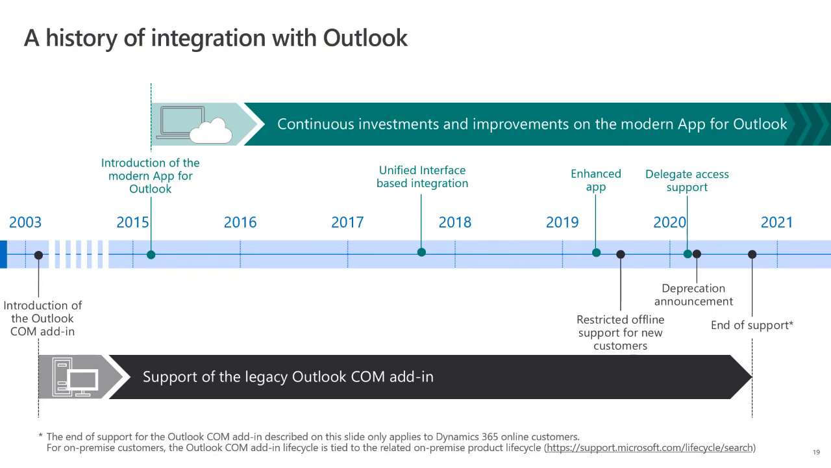Whereas the legacy COM add-in always had challenges, it was always a challenge for our customers to deploy and operate. We restricted the offline support last year, and we will stop supporting the legacy Outlook COM add-in by the end of the year, on October 1st, 2020.